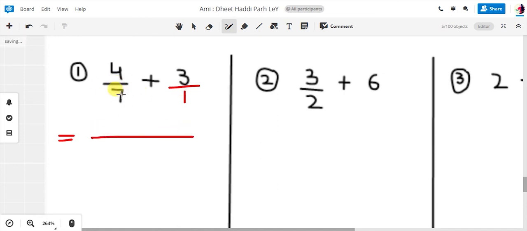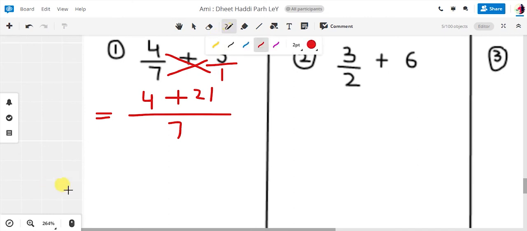Now see, check whether this is a like fraction or unlike fraction. They are unlike. Follow the steps of unlike fractions. Step number 1, make the denominator the same by multiplying them. So 1 times 7 is 7. Now cross multiply. So 1 times 4 is 4. Write 4 here. Then there is a positive sign, and 3 times 7, or 7 times 3, is 21. Now simply add these numbers. 21 plus 4 is 25 over 7.